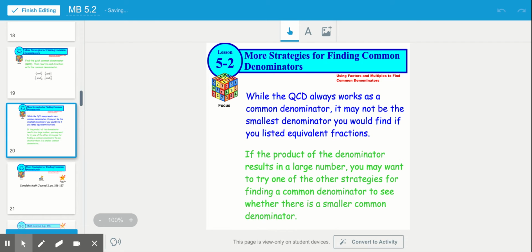So while the quick common denominator, QCD, always works as a common denominator, it may not be the smallest denominator that you find when you're listing your equivalent fractions. If the product of the denominators results in a large number, you may want to try one of the other strategies to see whether there's a smaller common denominator available. They don't always work to be the best, but it always works.